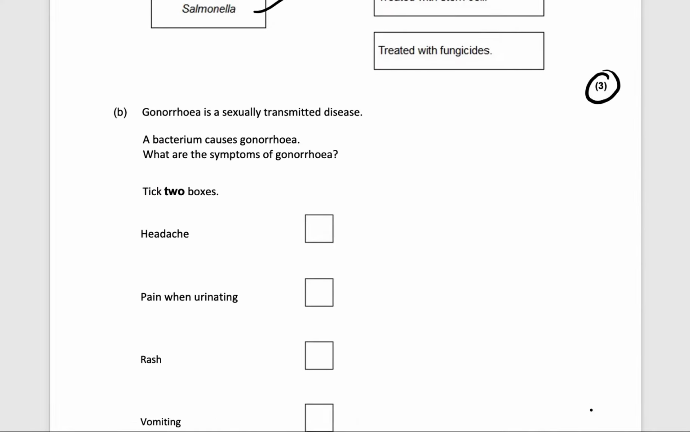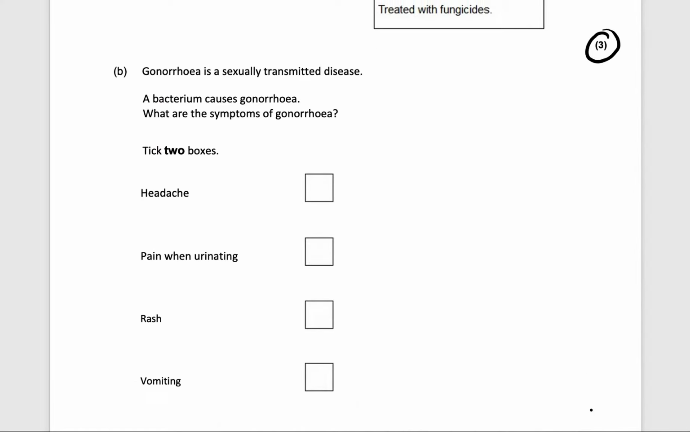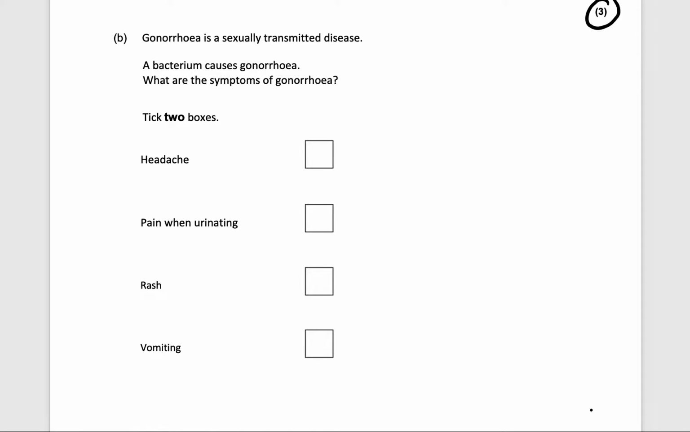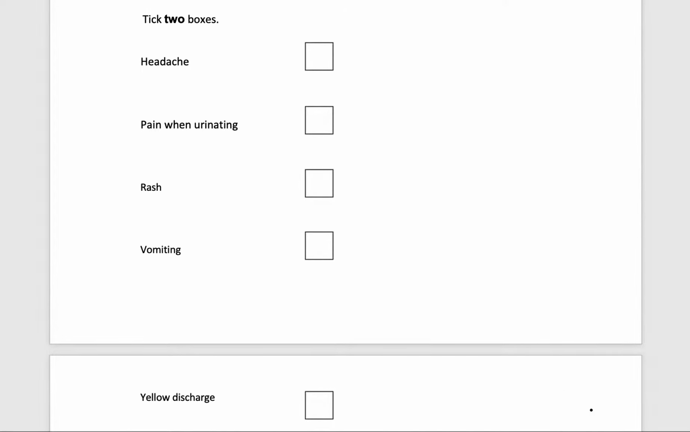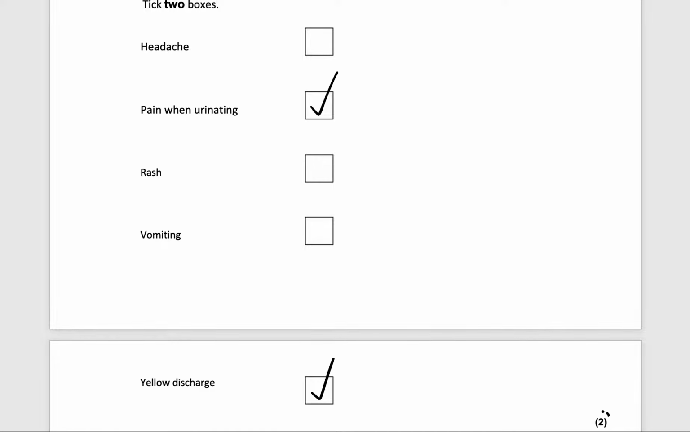Okay, so next question over here. Gonorrhea is a sexually transmitted disease. A bacterium causes gonorrhea. What are the symptoms of gonorrhea? So there's one there down at the bottom as well. So headache, pain when urinating, rash, vomiting, or yellow discharge. So the correct 2 boxes would be pain when urinating and a yellow discharge. Okay, and this question is worth 2 marks.